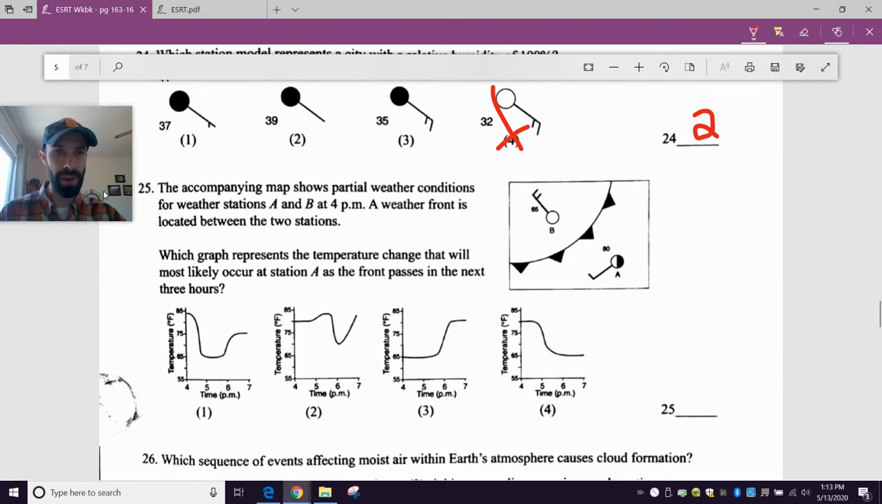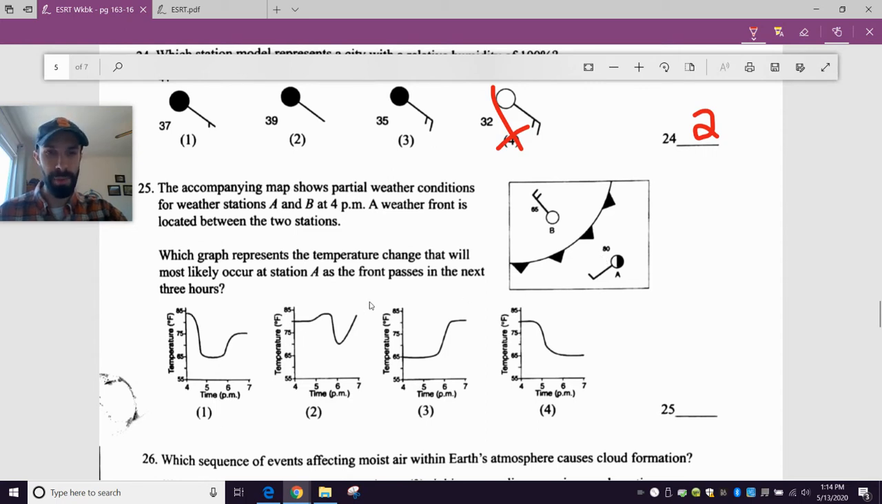Number 25. The accompanying map shows partial weather conditions for stations A and B at 4 p.m. A weather front is located between the 2 stations. Okay, so we have this cold front in between them, and you'll notice that it is 80 degrees at station A and 65 at this station, which means the cold front already came through here. You'll notice that it cleared off too. Nice, sunny conditions here. Okay, so it's cold, but sunny. A hasn't received that cold front yet.